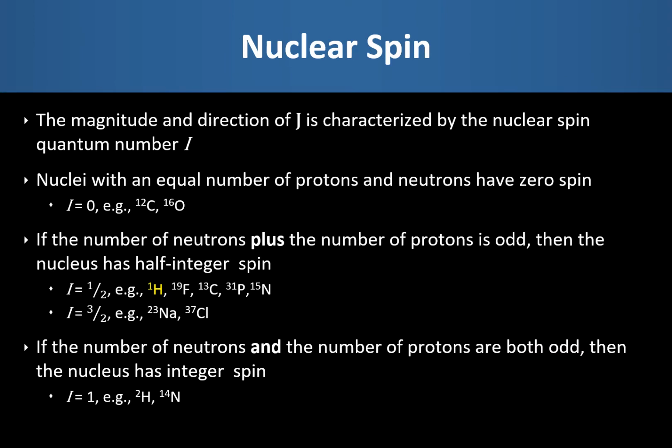The magnitude and direction of the spin angular momentum J is characterized by the nuclear spin quantum number I. Nuclei with an equal number of protons and neutrons have zero spin. If the number of neutrons plus the number of protons is odd, then a nucleus has a half integer spin, and if the number of neutrons and the number of protons are both odd, the nucleus has integer spin. The vast majority of clinical MRI involves the use of hydrogen nuclei in water and sometimes fat. Since the nucleus of hydrogen is a single proton, it has a spin quantum number of 1/2.